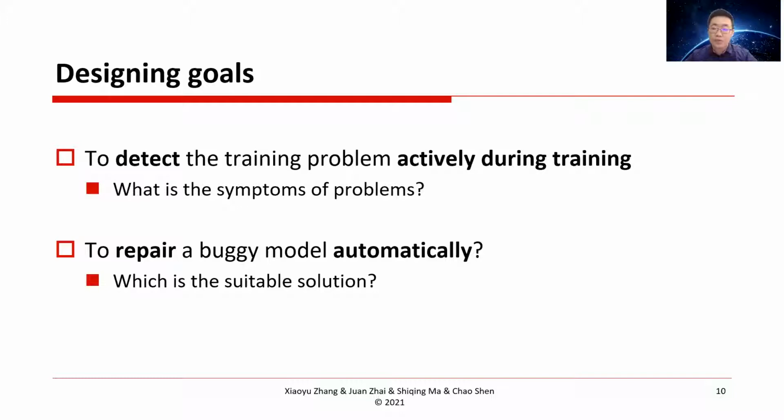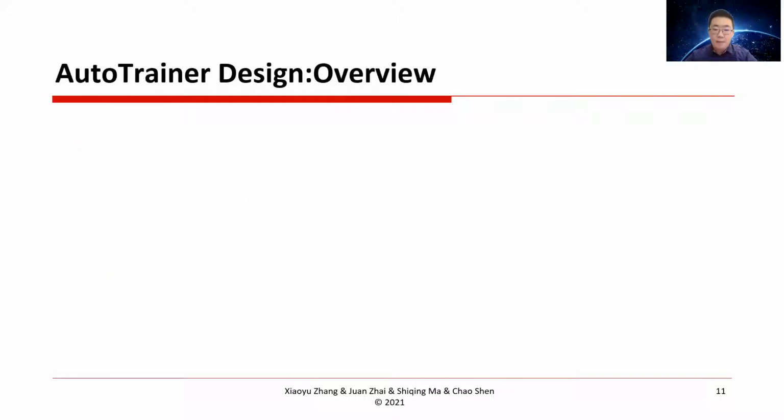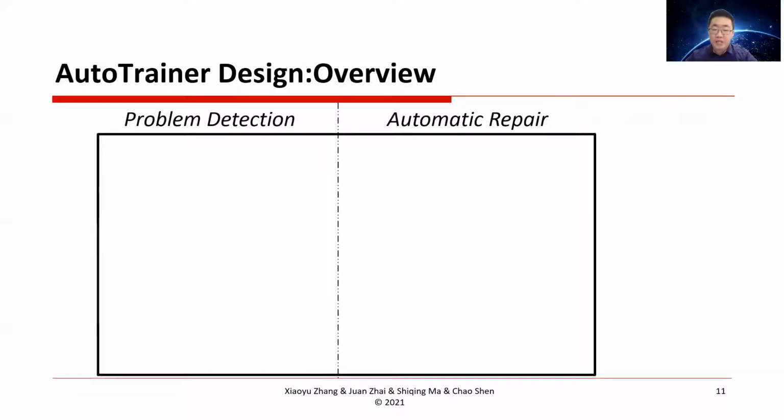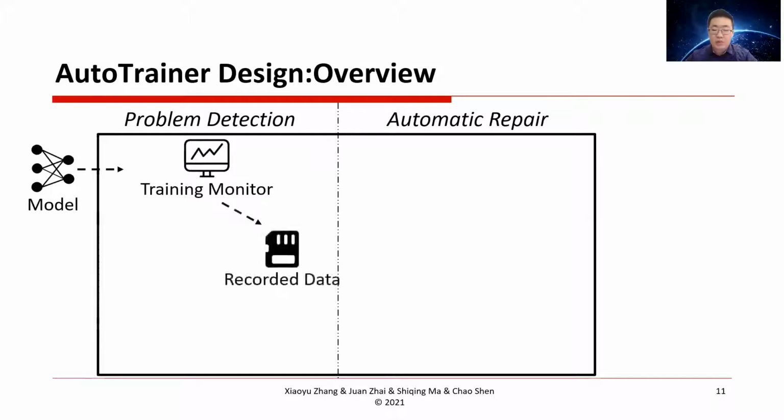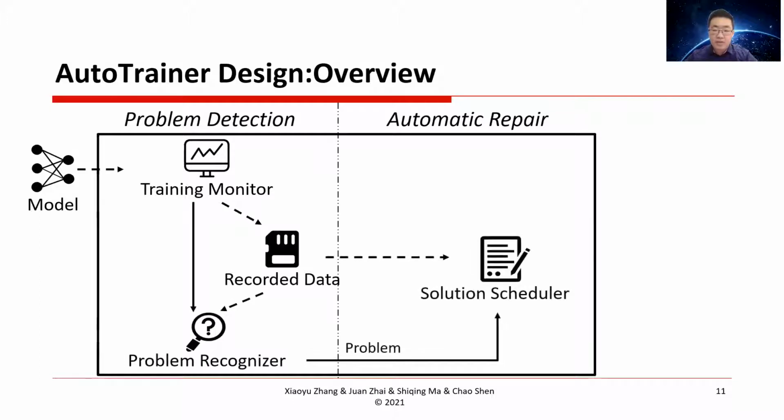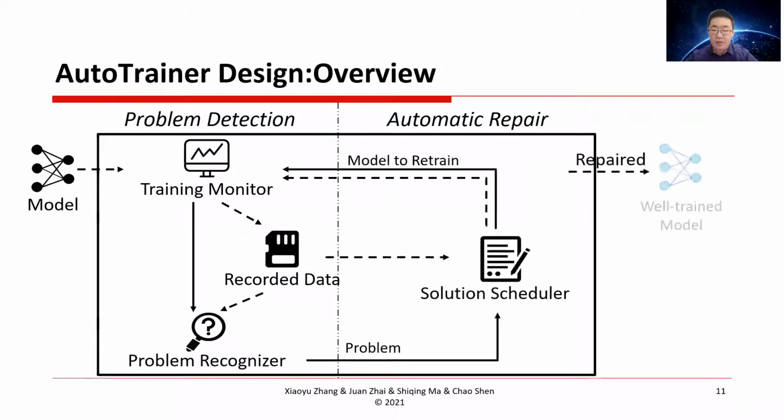To solve the training problems in a timely and automatic manner, we set two designing goals. The first one is to detect the training problem actively during training, and the second one is to repair a buggy model automatically. Based on these goals, we design AutoTrainer, which consists of the problem detection module and the automatic repair module. The whole system starts by training a model and uses a training recognizer to analyze the recorded data from the training monitor. For the found training problems, the system uses a solution scheduler to try to repair, and finally outputs a repaired model or a failure report.